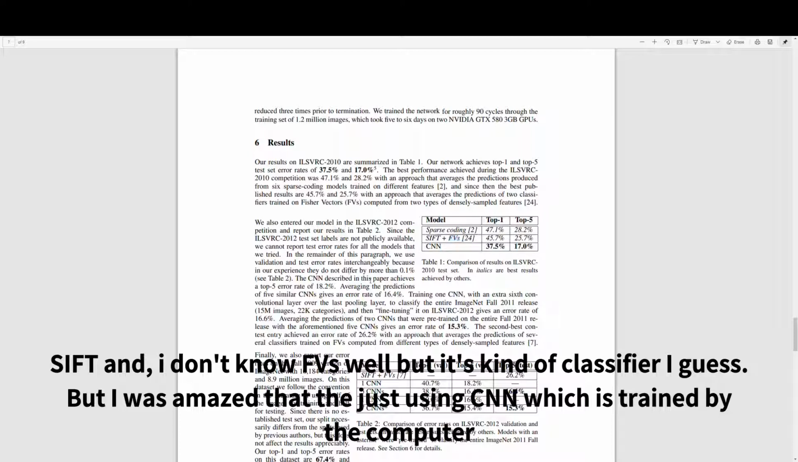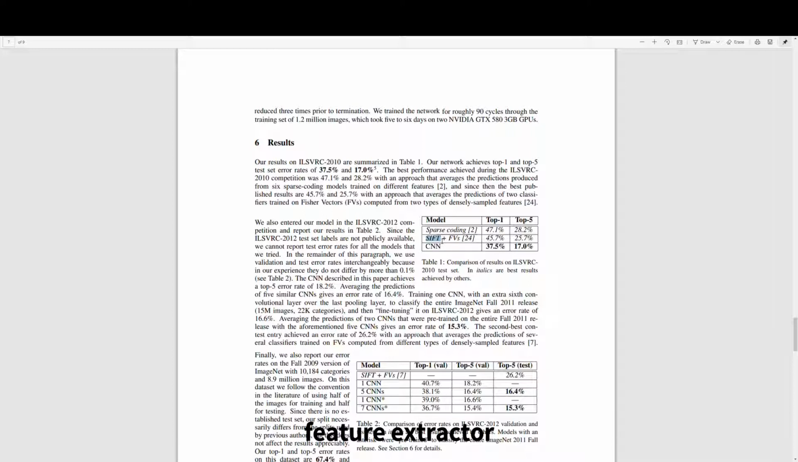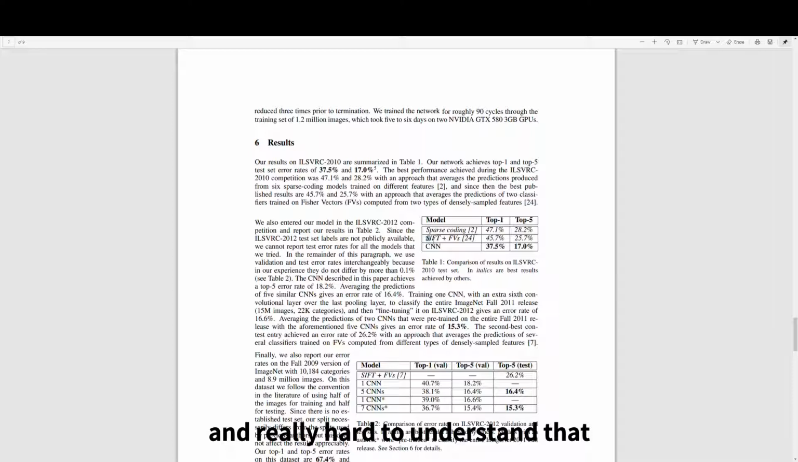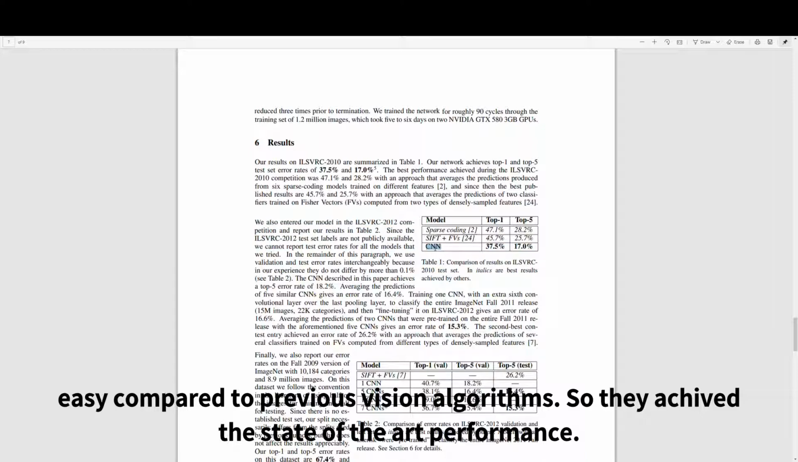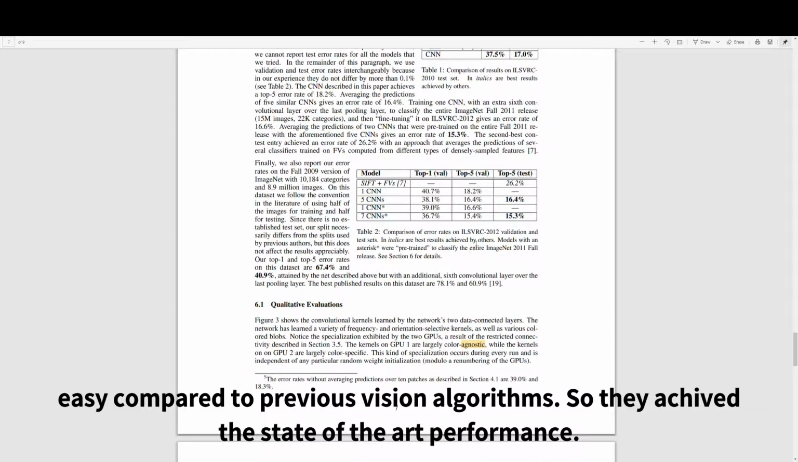But I was really amazed that just using a CNN, which is trained by the computer, surpasses SIFT, which was a very famous feature extractor before the CNN came out. I was really shocked because SIFT has many mathematical bases and features and is really hard to understand at first, but a CNN is really easy compared to previous algorithms. So they achieved state-of-the-art performance.